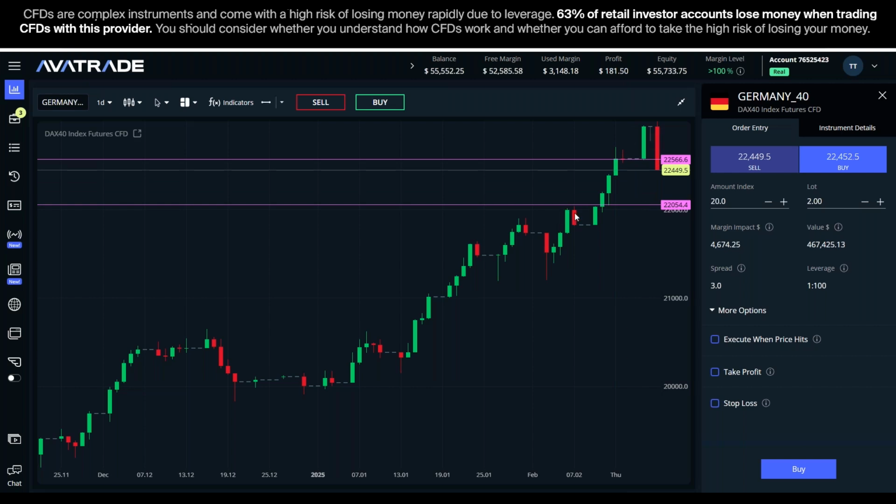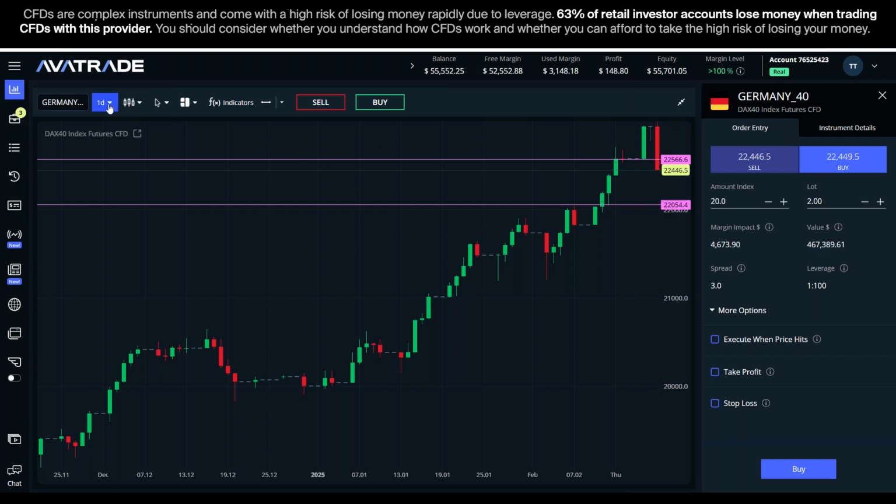Okay, this was resistance, resistance, resistance, and then finally broke above and became support. So this is the next spot, just above 22,000, where this could push down to. Another 400 points down to that next support level. Doesn't mean it will, but it looks like it certainly could.